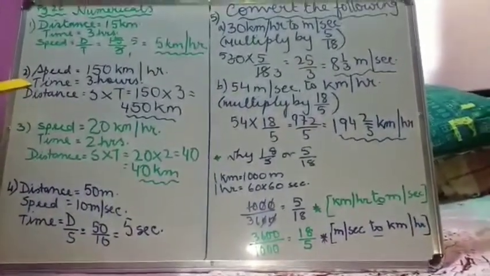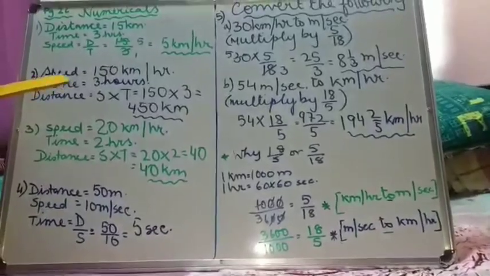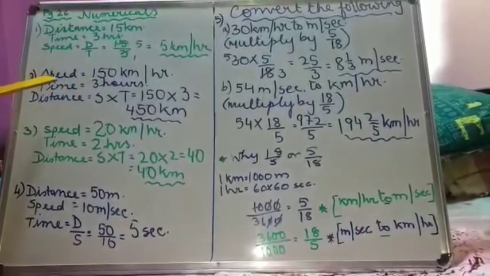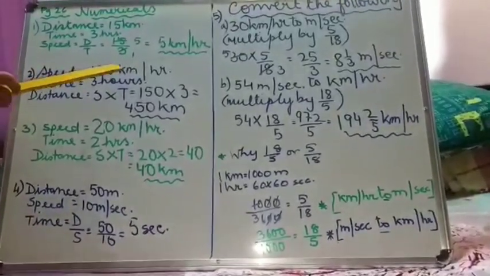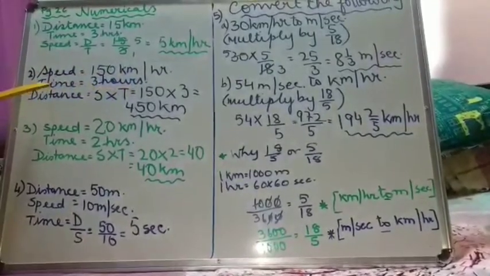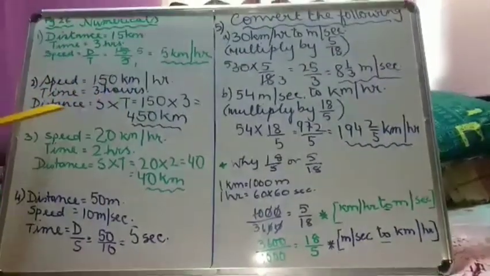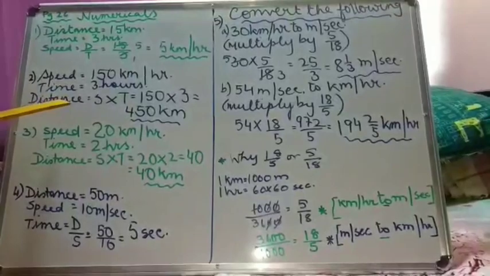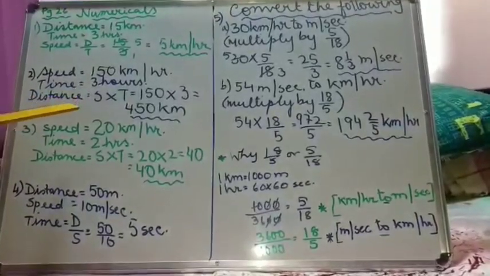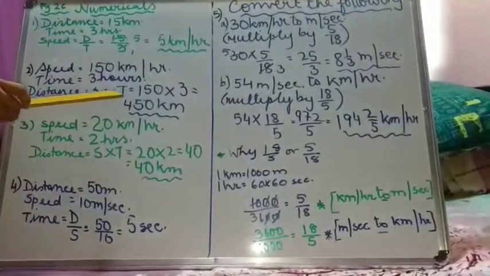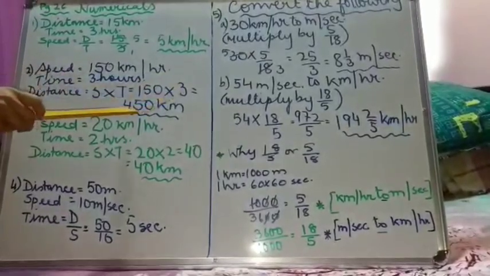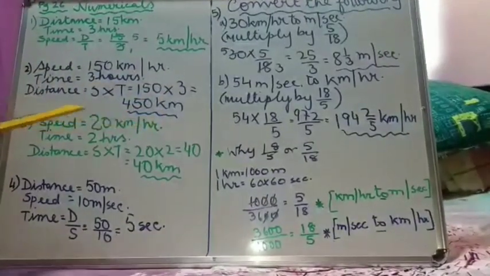Next we go on to number 2. A running train at the speed of 150 km per hour. So what is the speed given of the train? 150 km per hour. And the time taken is 3 hours. So we have to calculate the distance. How much distance does it cover? Distance is equal to speed into time. That is 150 into 3. That comes to 450 km.